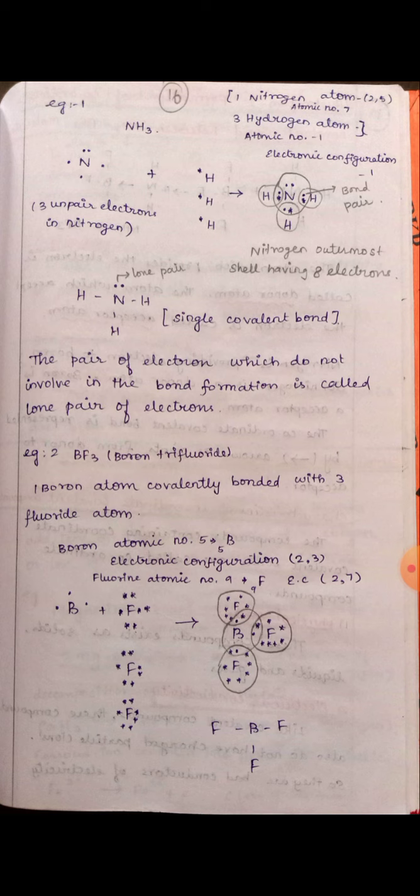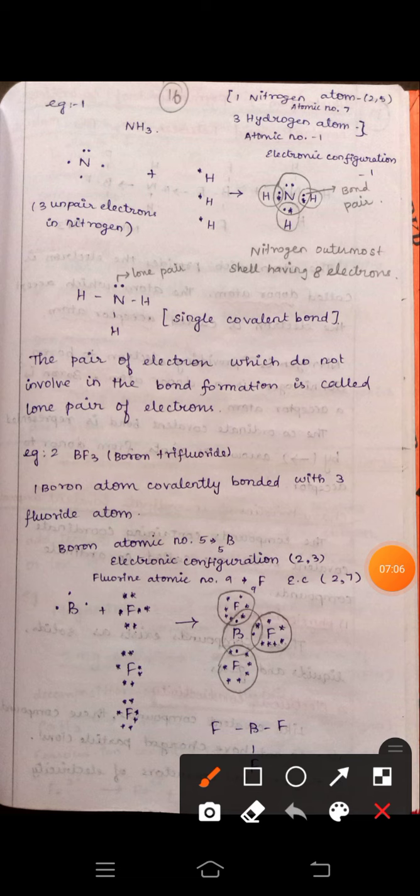BF3. BF3 is boron trifluoride. What is BF3? Boron trifluoride. One boron atom is combining with 3 fluorine atoms and forming boron trifluoride. What is the atomic number of boron? Boron atomic number is 5.